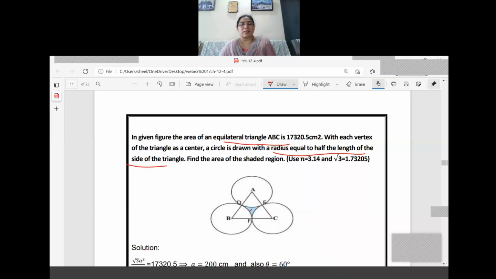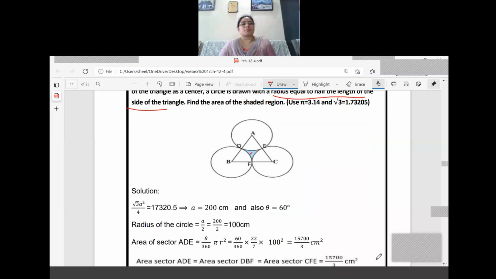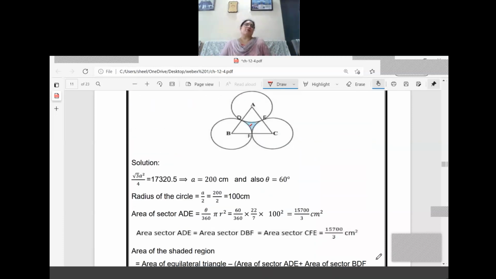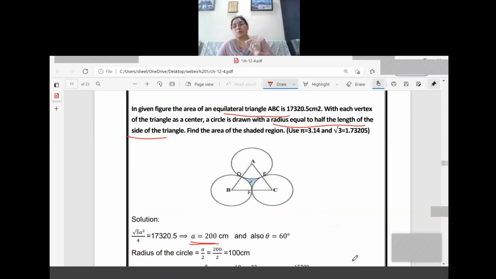How to do it? Let us see the steps now. Root 3 by 4 a square is 17320.5. From that we have to calculate the side of the triangle. You can do the simplification. And in this question, don't take root 3 as 1.73 only. It is given in the question as 1.73205, so our calculation will be easy. Only the decimal variation is there with the area and the root 3 value. So substitute that value and solve for a. What is the value of a? a equals 200.